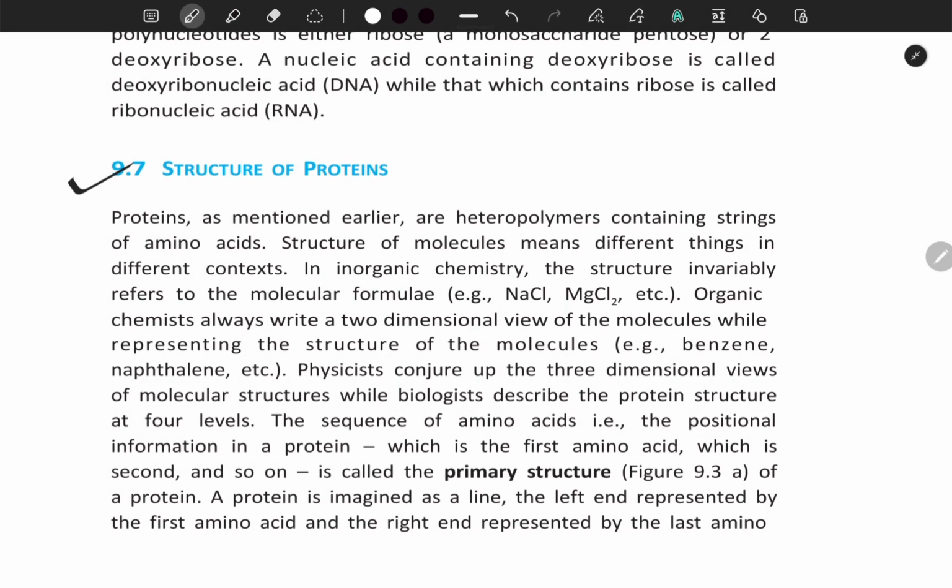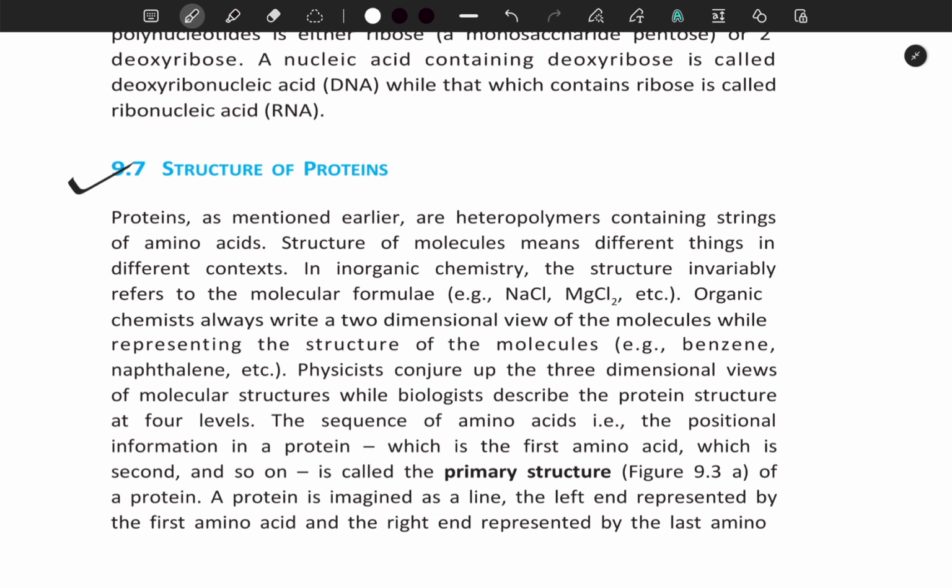9.7 Structure of proteins. Proteins, as mentioned earlier, are heteropolymers containing strings of amino acids. Structure of molecules means different things in different contexts. In inorganic chemistry, the structure invariably refers to the molecular formula, for example, NaCl, MgCl2, etc. Organic chemists always write a two-dimensional view of molecules while representing the structure, for example, benzene, naphthalene, etc. Physicists conjure up three-dimensional views of molecular structures, while biologists describe protein structure at four levels.